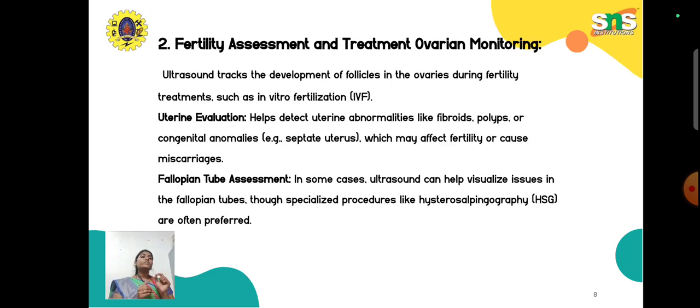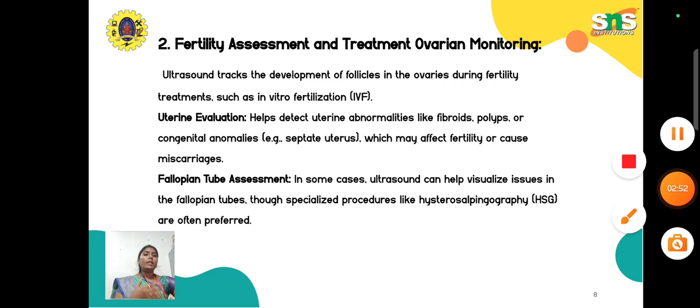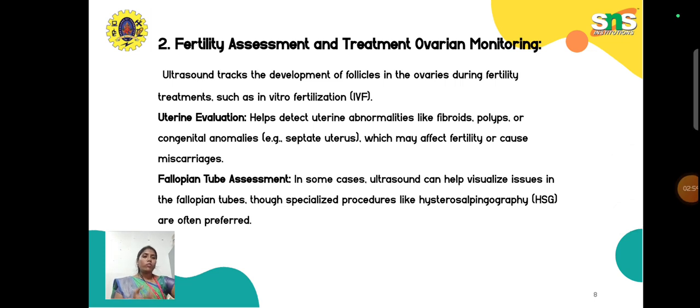The second case is fertility assessment and treatment, that is, ovarian monitoring. Fertility problems are a serious issue that most females go through these days. That type of assessment we can do with ultrasound. Here we track the development of follicles in the ovaries during fertility treatment, such as in vitro fertilization. And you have uterine evaluation.